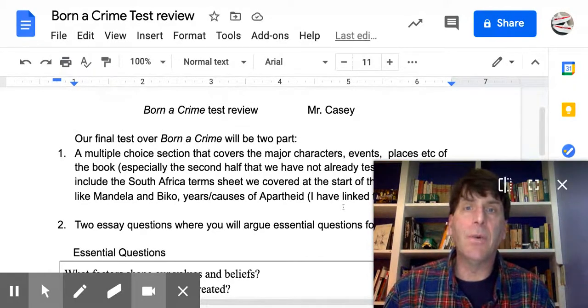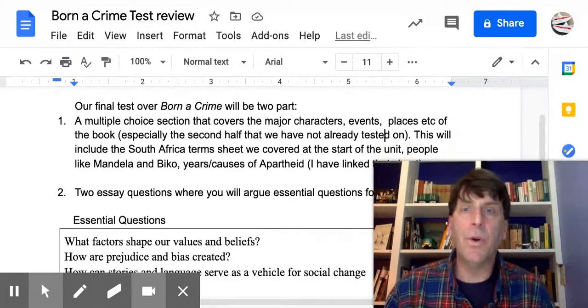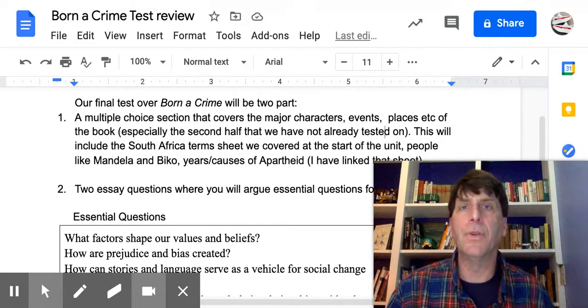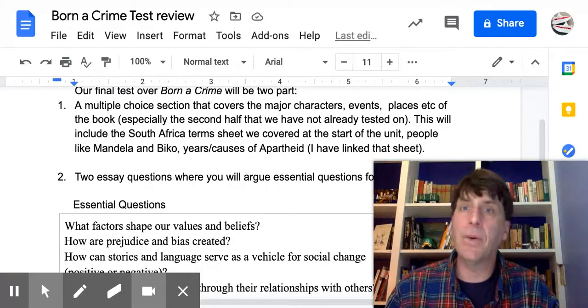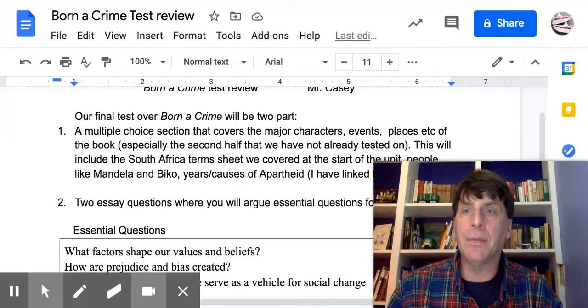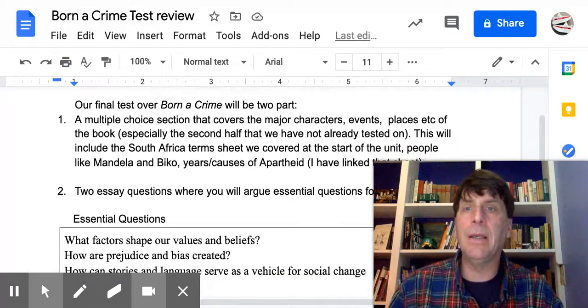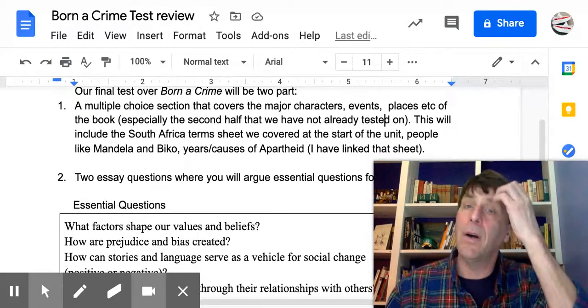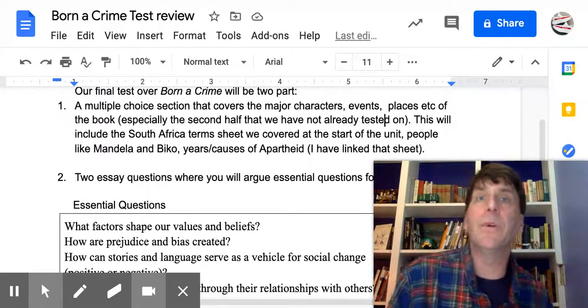In class this week, what we're going to be doing is a review over the last half of Born a Crime, but we can review the whole book if anyone has any questions about different sections or different characters. And I've put on Classroom a review sheet for the test, a broad overview of what's going to be on it and what's to be expected.